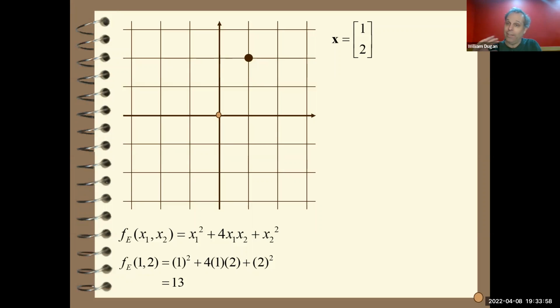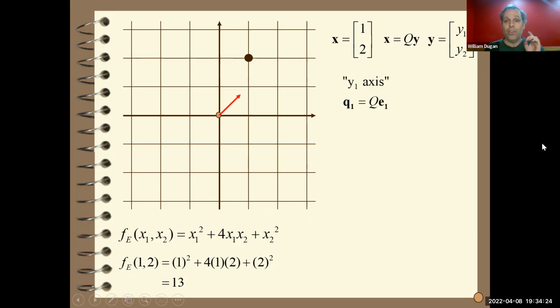I'm going to go to the y system. To do so, I'm going to use a substitution that x equals q times y. Remember now that y is y1, y2. So there's a y1 axis and there's a y2 axis. In the y system, the y1 axis is defined by E1. But to find out what that is in the x system, I'd have to find out then what is q times E1. That's the vector q1. Notice the first column of Q defines the first axis in the new system.